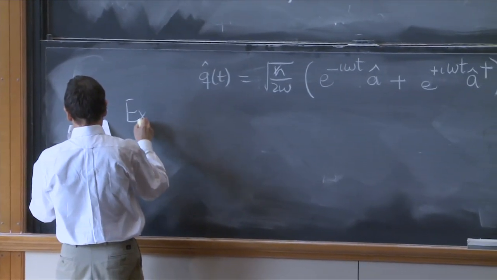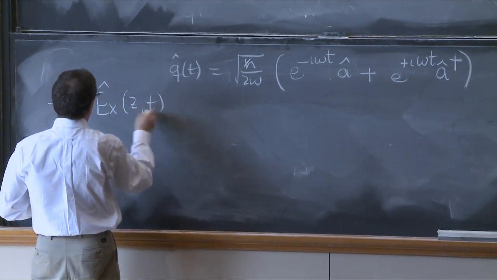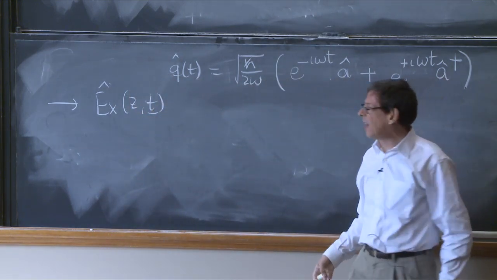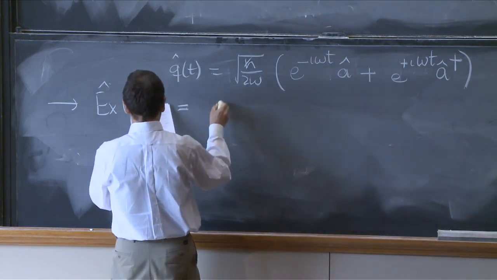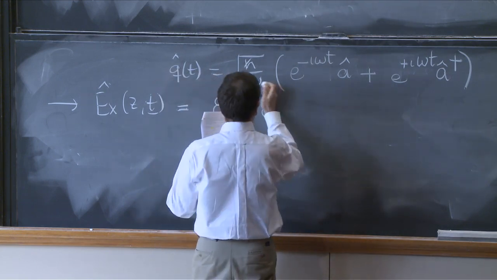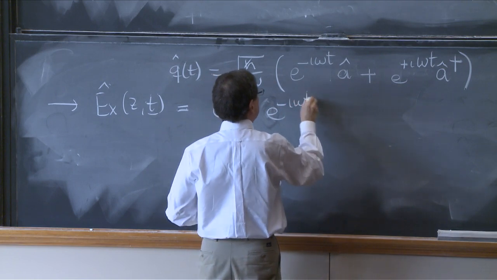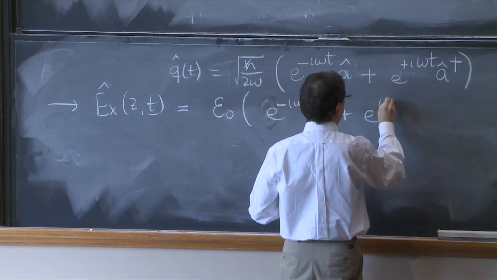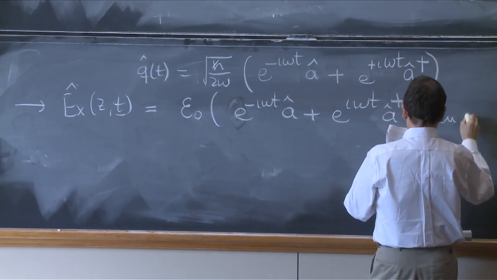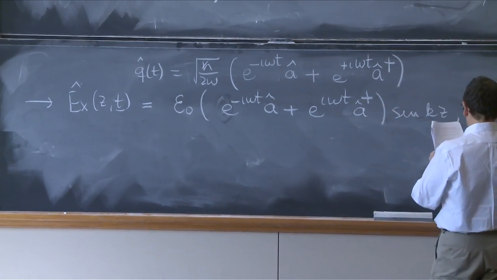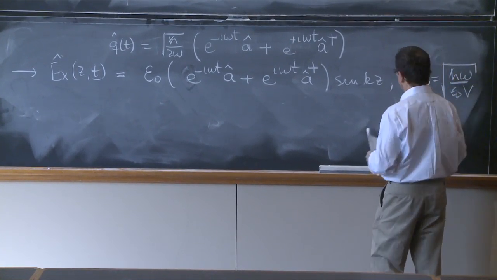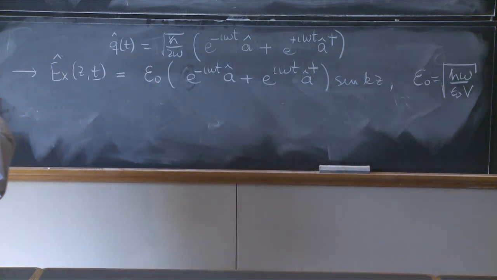Therefore, Ex hat of z and t, where the t is the t of a Heisenberg operator now, is equal to E naught times a e to the minus i omega t plus a dagger e to the i omega t, times sine of kz, where this constant E0 is the square root of h bar omega over epsilon 0 v. It's just a mnemonic for some constant at this moment.